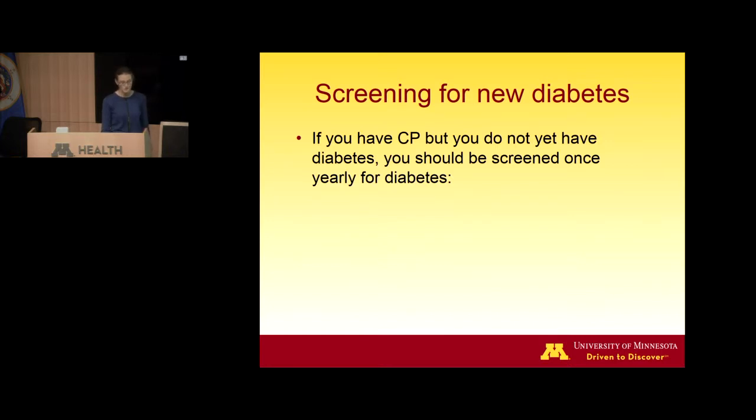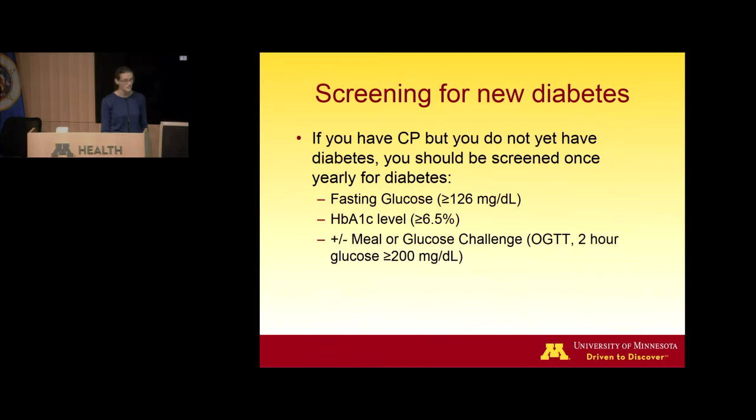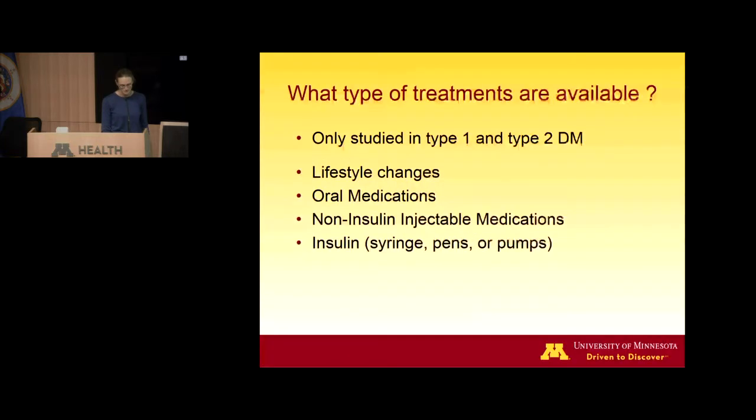So you should be screened once yearly, and that should probably at the very least involve a fasting glucose and a hemoglobin A1C level, which is a marker of average blood sugar in the past 3 months. And then you might end up adding a more complicated test like an oral glucose tolerance test or some sort of meal challenge test to get an idea of postprandial glucose. So everyone should be screened in the setting of chronic pancreatitis.